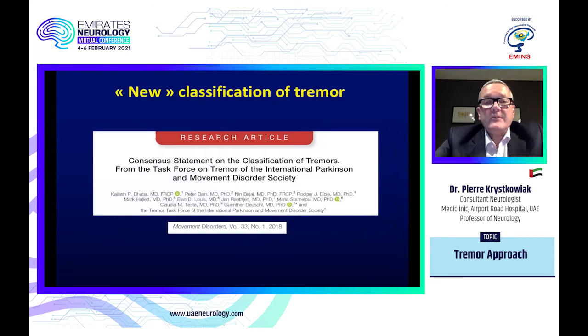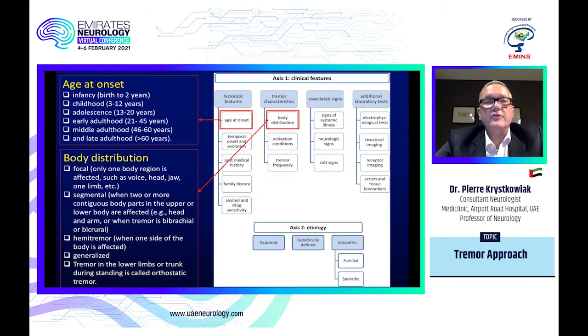So this tremor approach mainly relies on the new classification of tremor. I put new in quotes, because it's not that new, but new anyway, because it was published in 2018 by the Movement Disorders Task Force on Tremor. And this is a very interesting and completely new classification of tremor. I'm going to mostly talk about this classification.